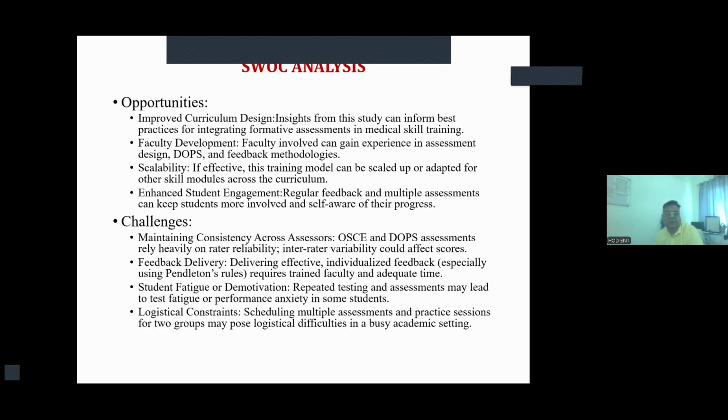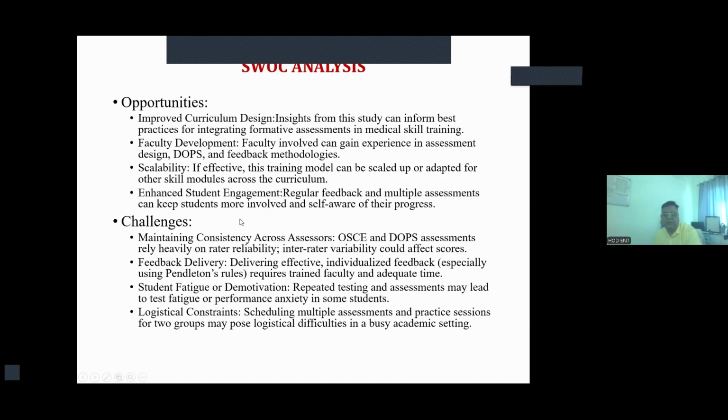The opportunities: improved curriculum design. Insights from the study can inform best practices for integrating formative assessment in medical training. Faculty development: faculty involved can gain from assessment designs, DOPS, and feedback methods. Scalability: if effective, this training module can be scaled up and adapted for other skill modules across the curriculum. Enhanced student engagement: regular feedback and multiple assessments can keep students more involved and self-aware of their progress.